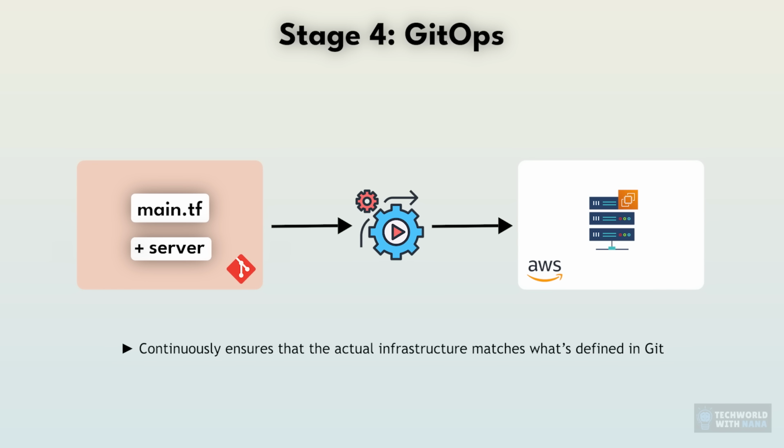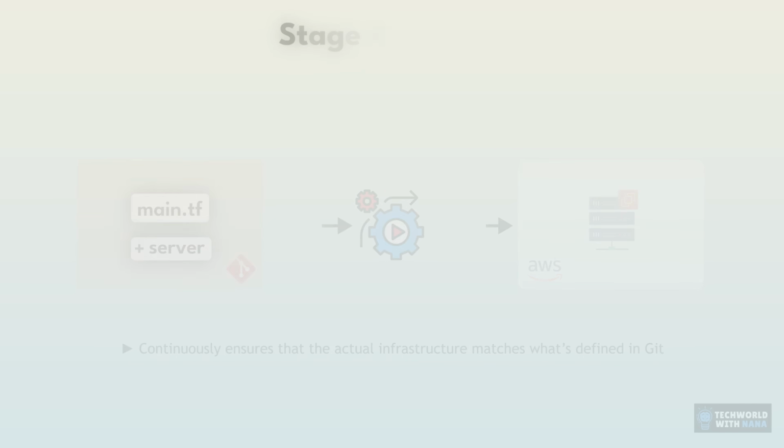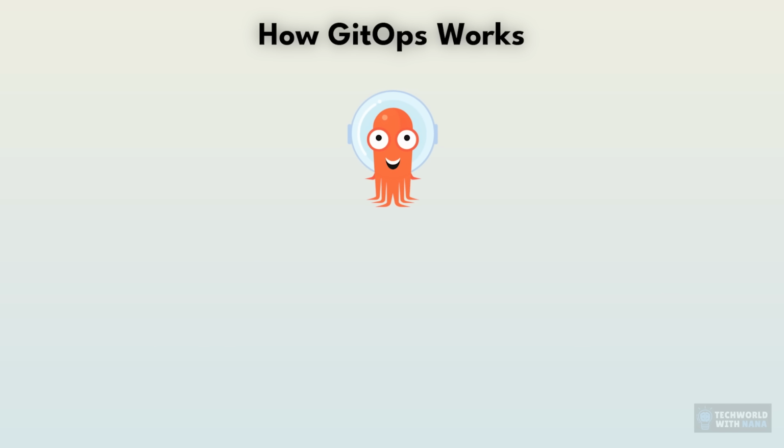And then it continuously ensures that reality matches what's in Git. So let me give you specific examples. Let's say you're using a tool like Argo CD, which was originally built for Kubernetes, but the pattern applies to infrastructure as well. And you have a Git repository with all your Terraform code. And you configure Argo CD to watch this repository.